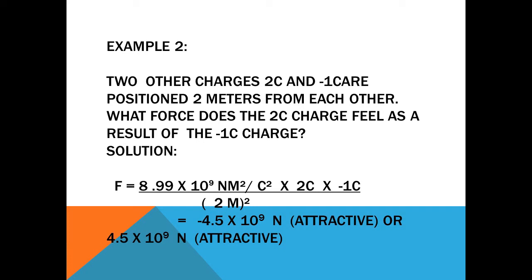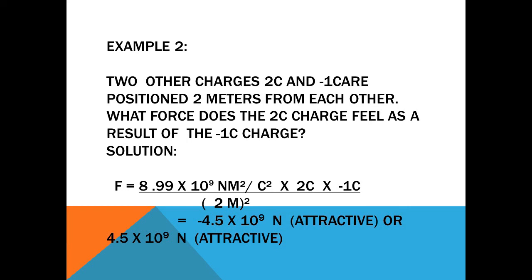So the given here is positive 2 coulomb and negative 1 coulomb. Distance of separation between the two charges is 2 meters. The required is what force the 2 coulomb charge feels as a result of the negative 1 coulomb charge. So we are solving here the electric force between the two oppositely charged particles. So we can use the other formula where the Coulomb constant is 8.99 times 10 to the 9 newton square meter per coulomb square, times 2 coulomb times negative 1 coulomb divided by 2 meters quantity squared.